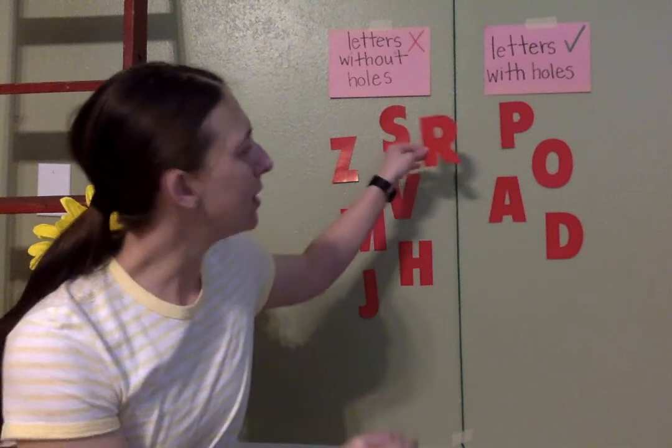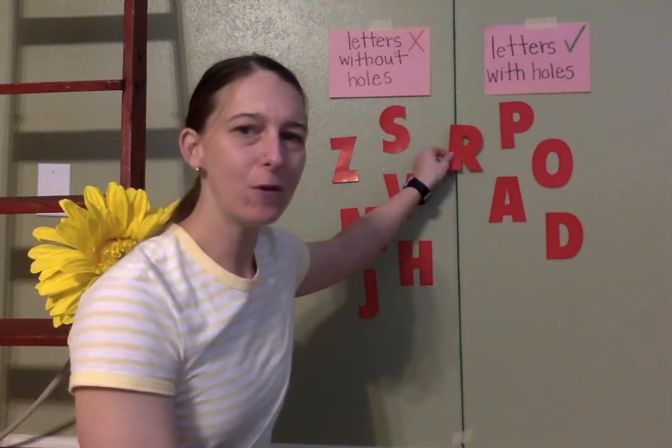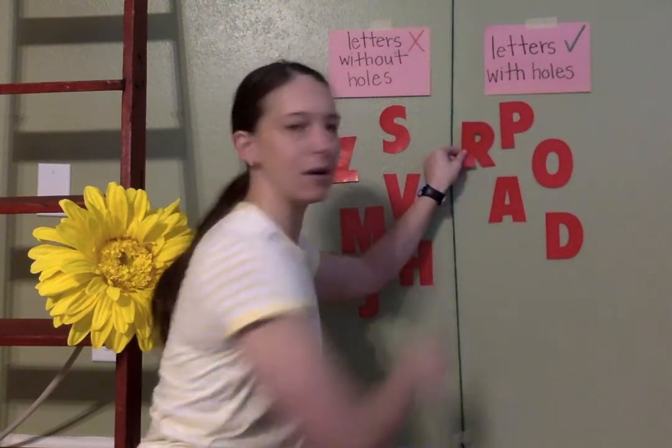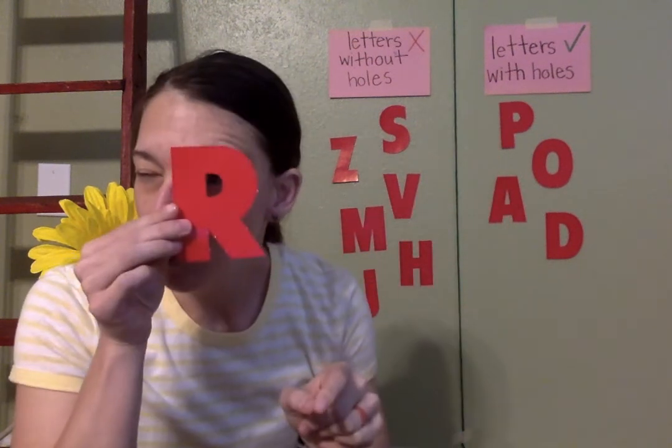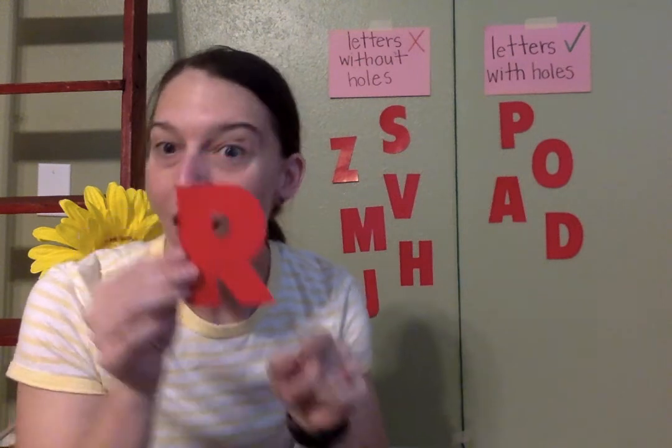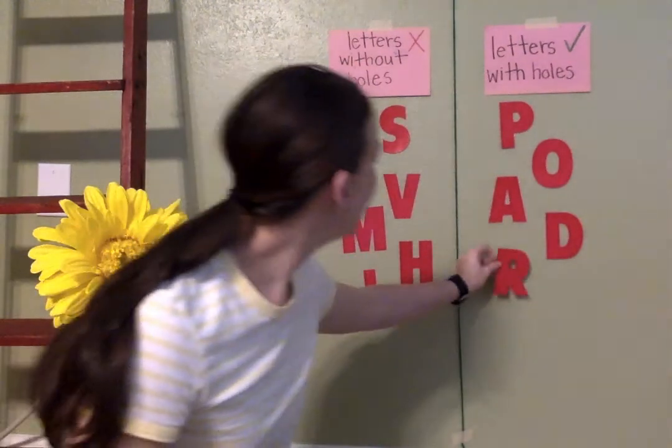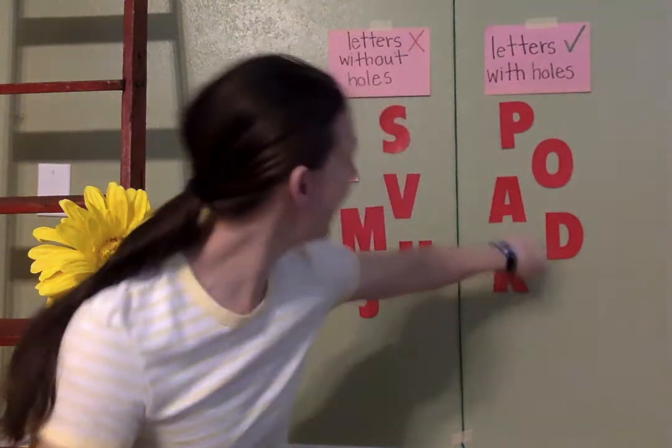R looks a lot like P, except it has a line coming out the bottom. And P has a hole, so let's check. Can I put my finger through it? Can I look through it? Oh, I see you. R does have a hole. Ding, ding, ding!